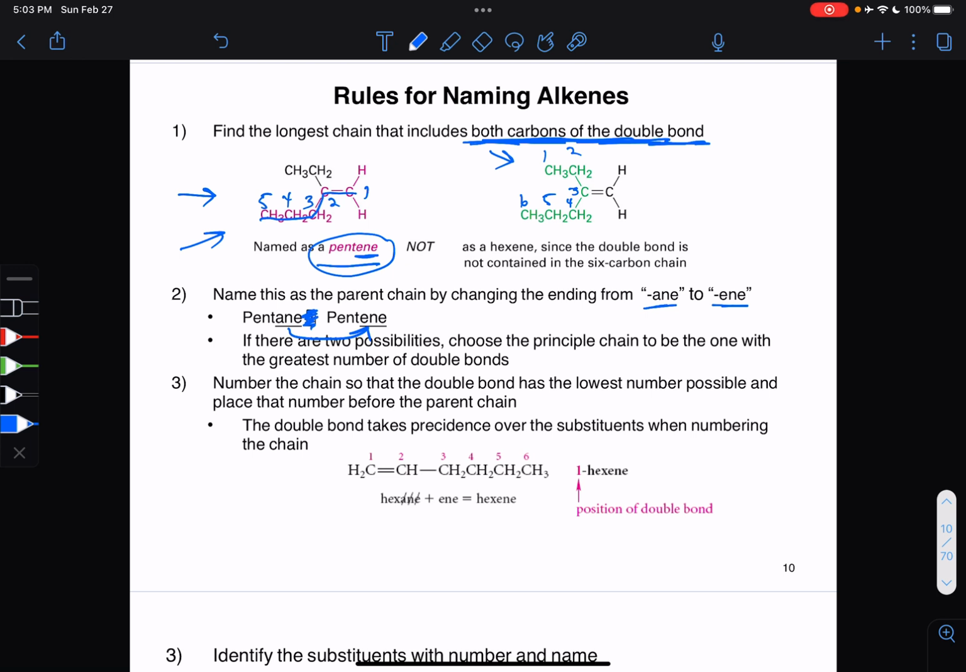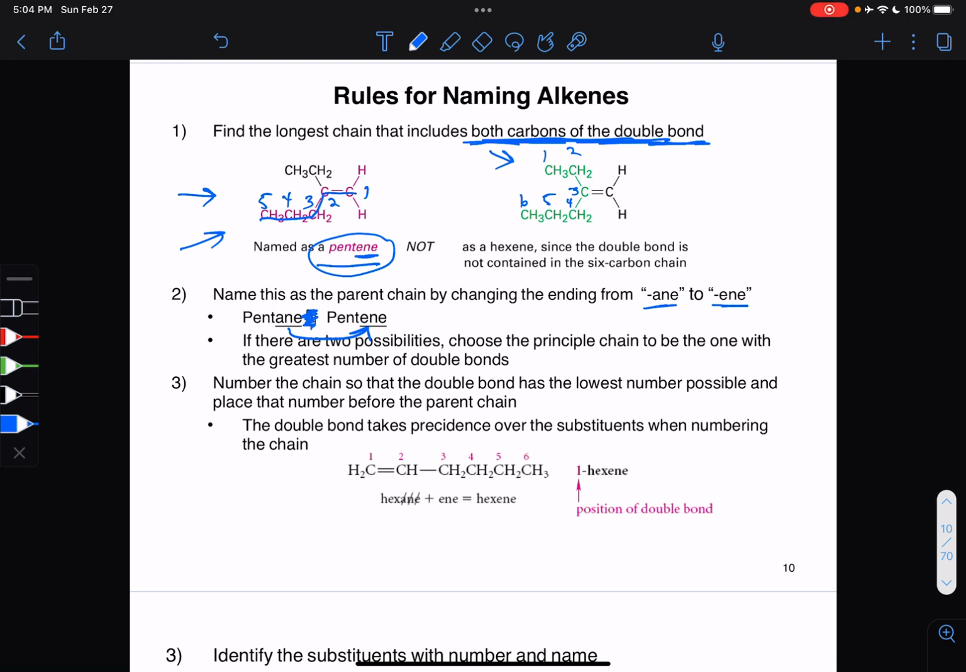So number 2B, the second bullet there, says if there are 2 possibilities, you want to choose the principal chain to be the one with the greatest number of double bonds. So that means if you have a choice between your longest continuous chain that has 1 double bond or one that has 2, you would choose the option that has 2 if there's a choice.